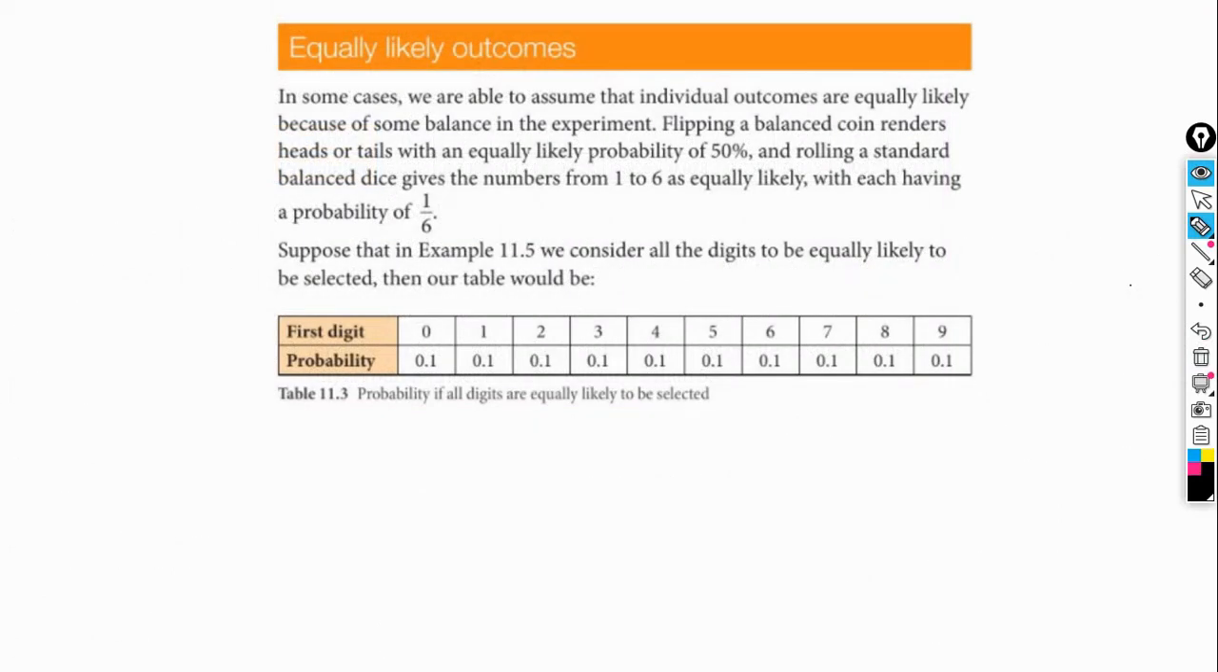So now we're going to talk about equally likely outcomes. In some cases, we are able to assume that individual outcomes are equally likely because of some balance in the experiment. For example, flipping a balanced coin renders heads or tails with an equally likely probability of 50%, and rolling a standard balanced die gives the numbers from 1 to 6 as equally likely, with each having a probability of 1 over 6. Suppose that in the previous example, 11.5, we consider all the digits to be equally likely to be selected. Then our table would be as follows. Notice that each digit would have the same probability of being selected, which would be 10% for each since there are 10 digits.